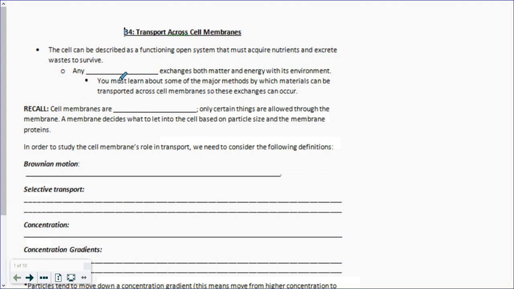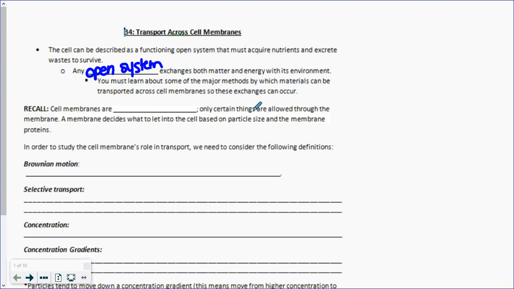So the cell can be described as a functioning open system that must acquire nutrients and excrete wastes to survive. So the word open system is something that exchanges both matter and energy with its environment. So it's pretty hard to have a closed system with anything. But what it's saying is a cell is not an individual item that's totally self-sufficient.